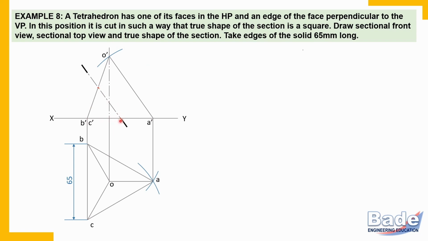Now label these points U, V at the base, PB, PC, and as usual transfer. As usual, draw the cutting plane line parallel to the XY line and get that true shape. You will get a square.